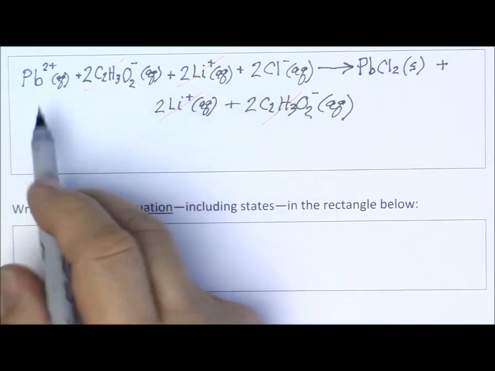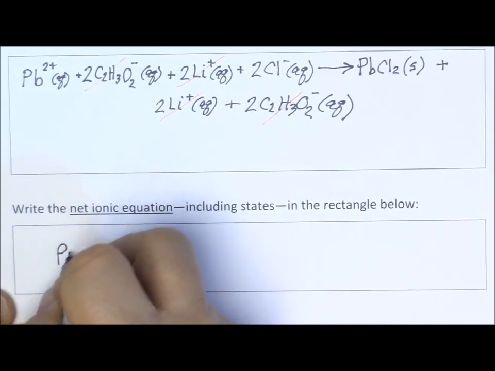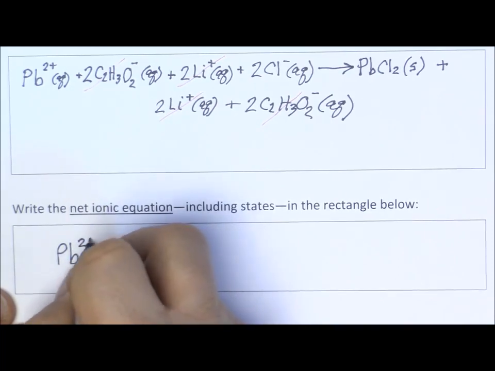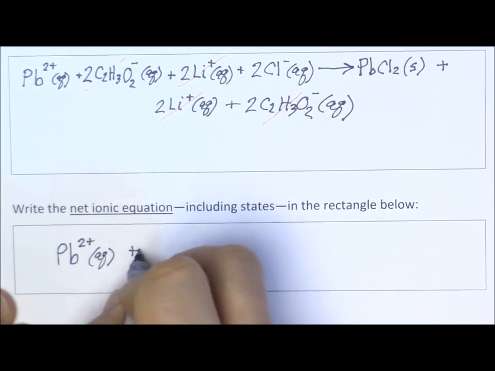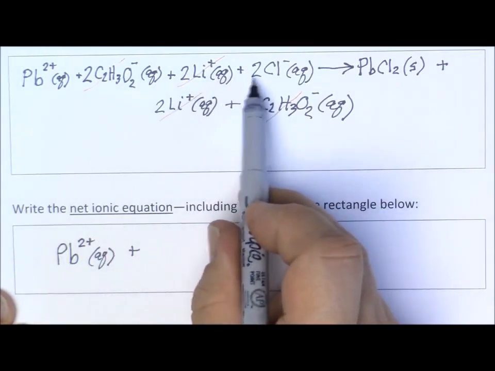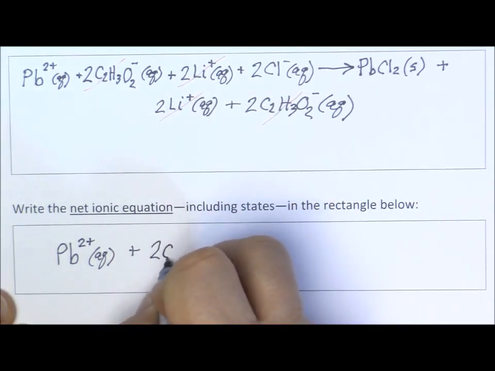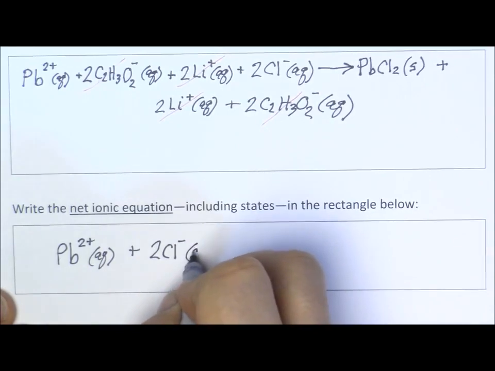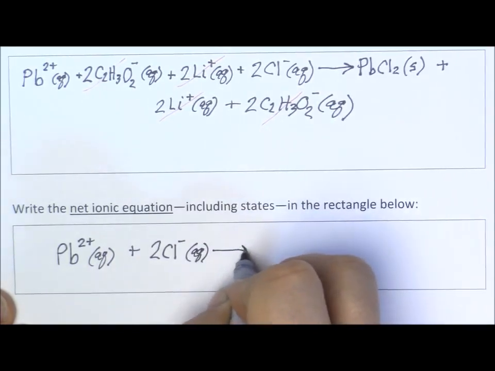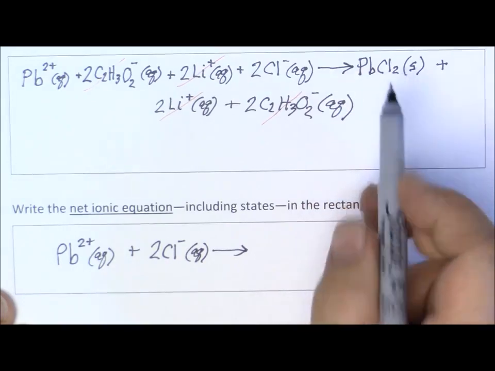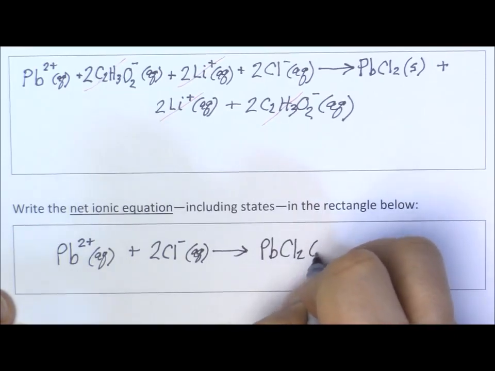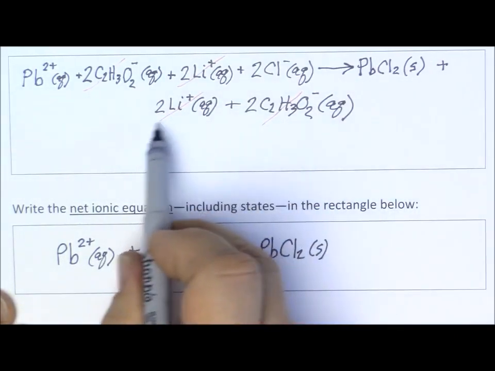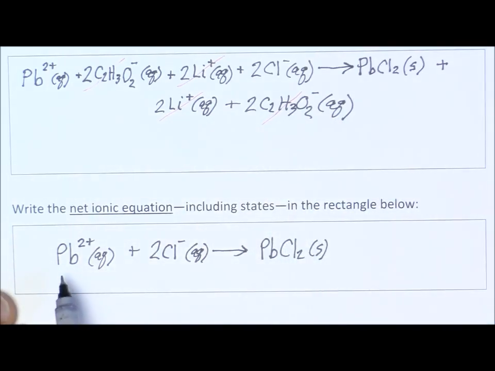We're going to have whatever isn't crossed off, which is lead-2 aqueous plus 2 chlorides, also aqueous, yielding lead-2 chloride solid, plus nothing else. So there we have our net ionic equation, but let's just double check it from 2 points of view.